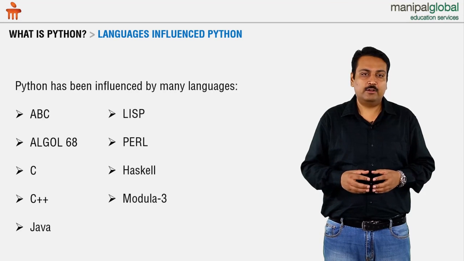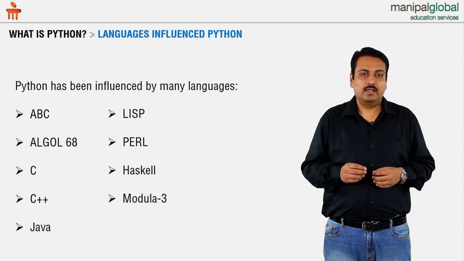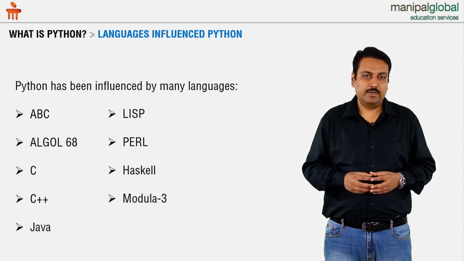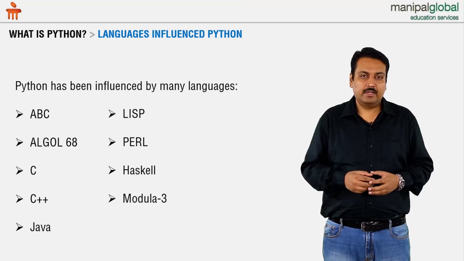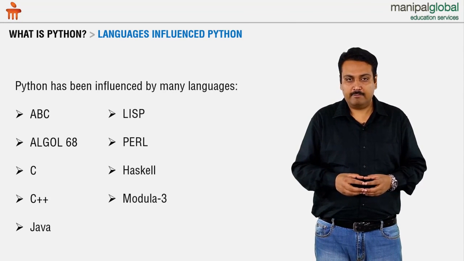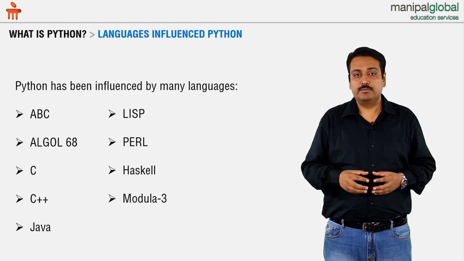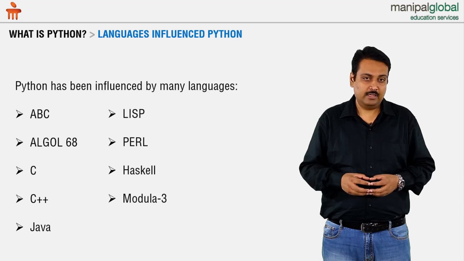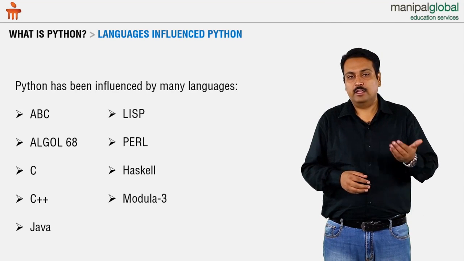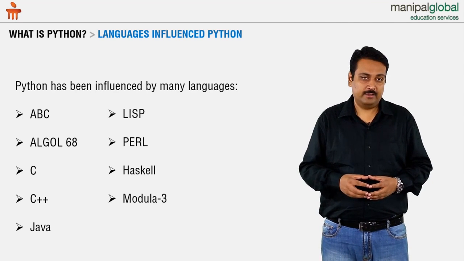And over here I would like to highlight Perl and C++. From Perl, Python has taken the dynamic typing part, and from C++, Python has incorporated object-oriented development. And from Modula, it has incorporated functional programming.